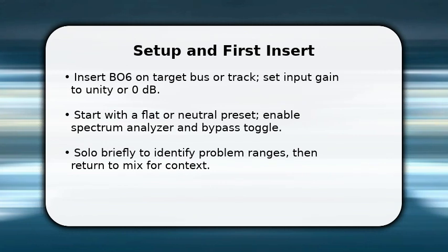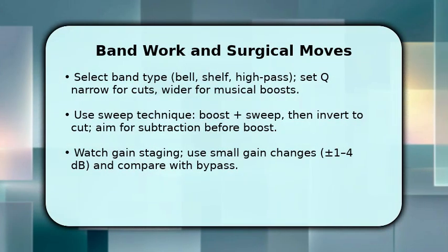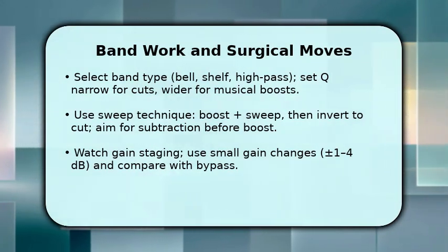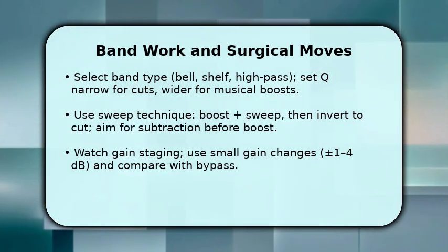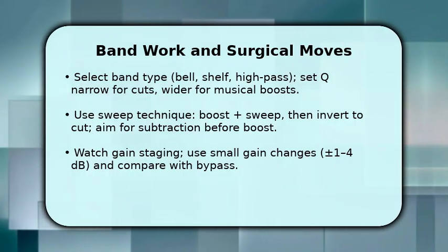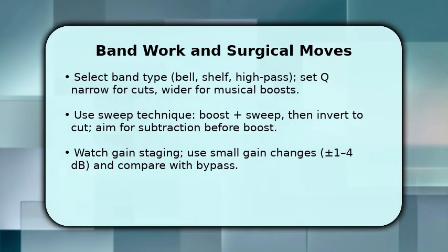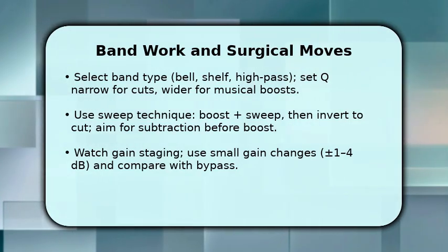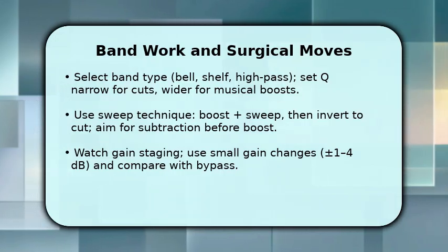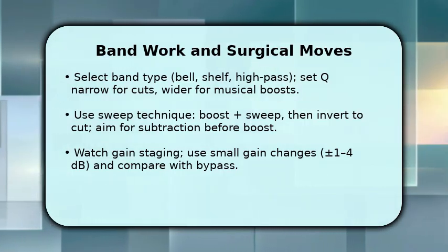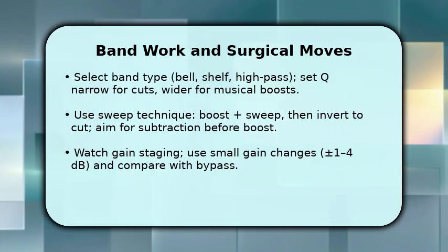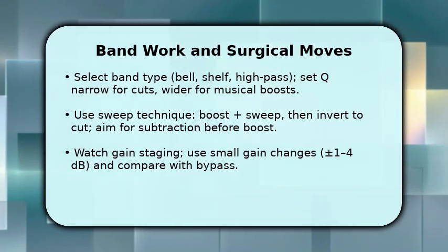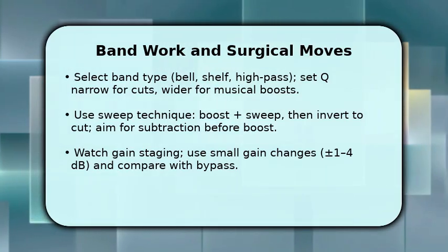bands for corrective work. You'll now choose the right band types for each task. Use a high pass to clean low rumble, bell bands for problem frequencies, and shelves for tonal balance. When you need to remove a resonance, boost with a narrow cue and sweep to find the offending tone, then invert that setting to cut. This is faster and more precise.